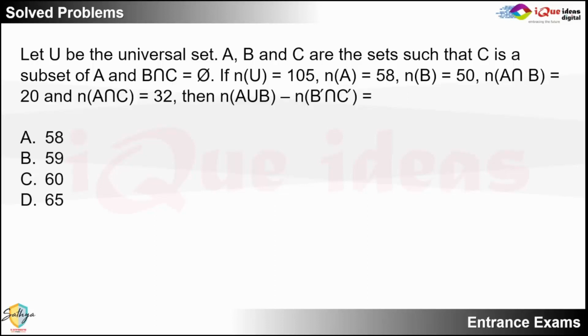This is a problem of set theory. It's given, let U be the universal set. A, B, C are sets such that C is a subset of A and B intersection C is empty. The number of elements in U is 105.